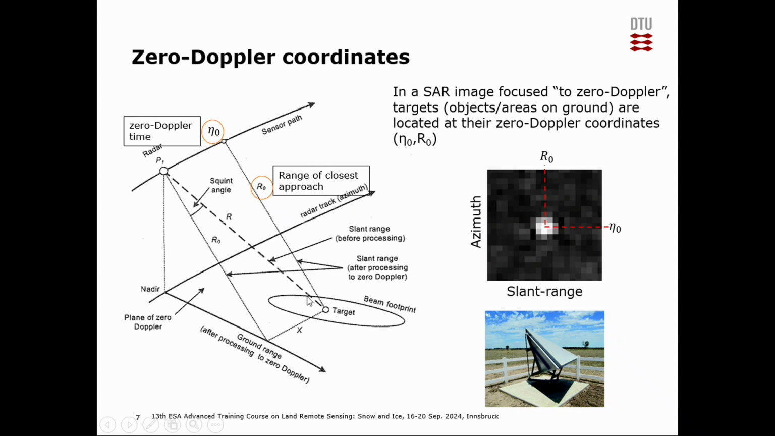So the two radar coordinates, slant range, so distance from the satellite, and flight path direction, azimuth, are the zero Doppler coordinates, and regardless of how the physical antenna was pointing, you always have an azimuth time and a slant range of closest approach. That is where an object will be recorded in a focused radar image, a so-called SLC product.